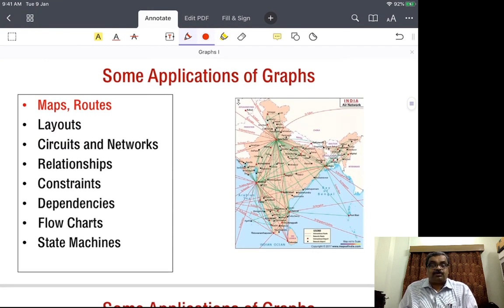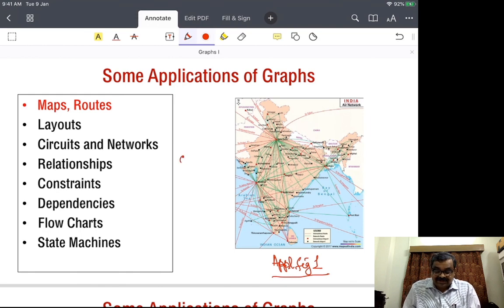We now move on to some applications of graphs. Graphs is such a wide topic that it is used in applications in almost every field that we see. For example, the most interesting and important application is in maps and routes. Let us consider this application, figure 1. This application figure 1 is a map between cities.